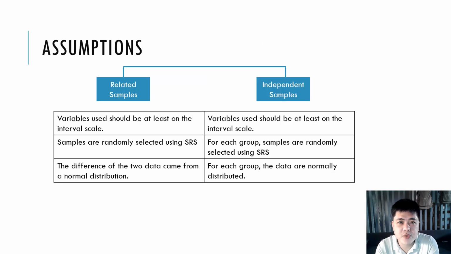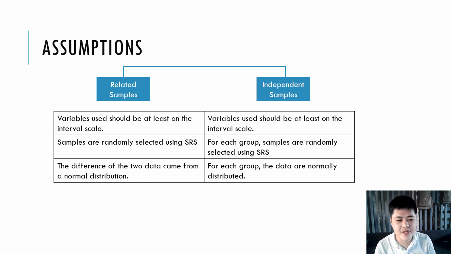Here are the assumptions that we need to satisfy before we can use this technique. For related and independent samples, kailangan the variable should be at least of interval scale, so interval or ratio. Samples are randomly selected using simple random sampling. For related samples, ang bawat unit natin ay pair na. So they should be randomly selected. And for independent samples, since we're comparing two populations, samples from each population should be randomly selected.